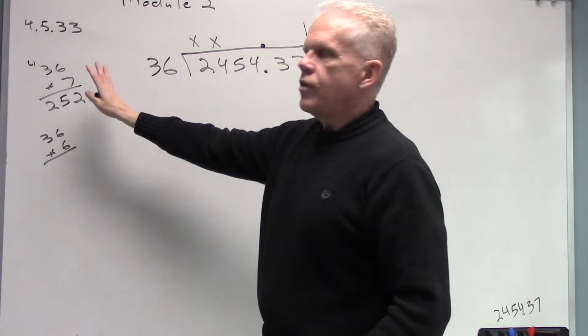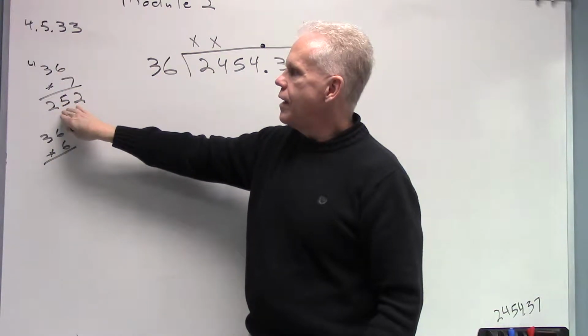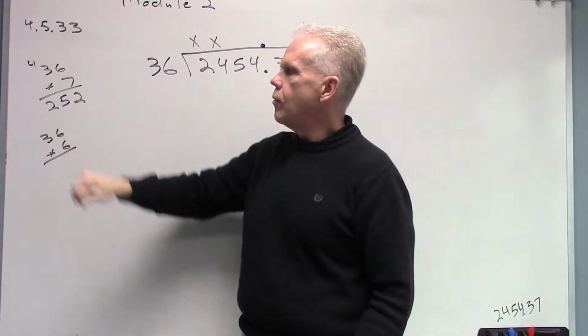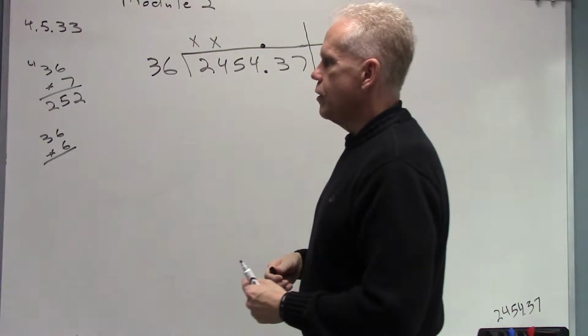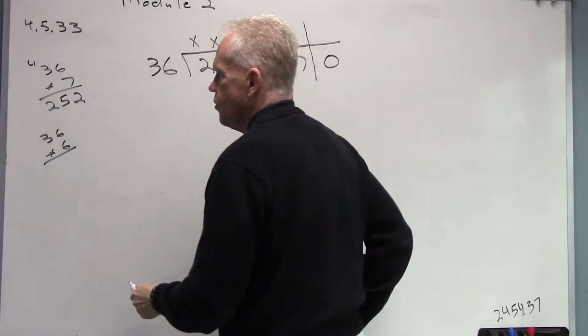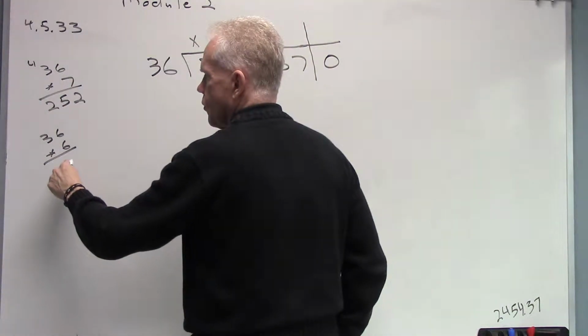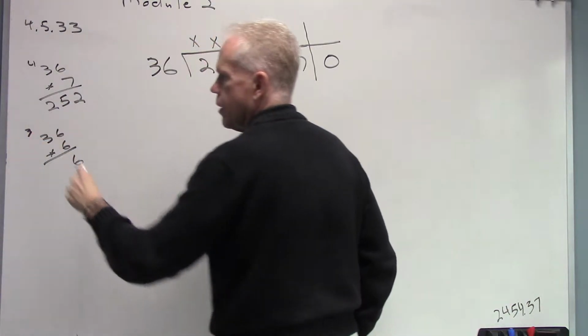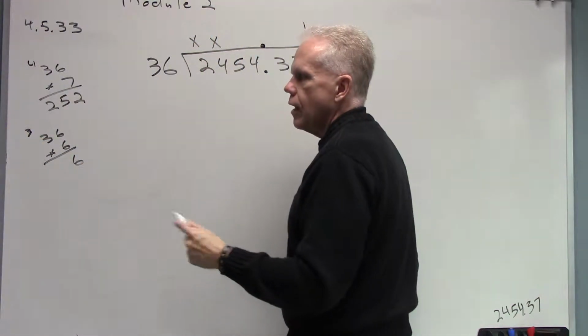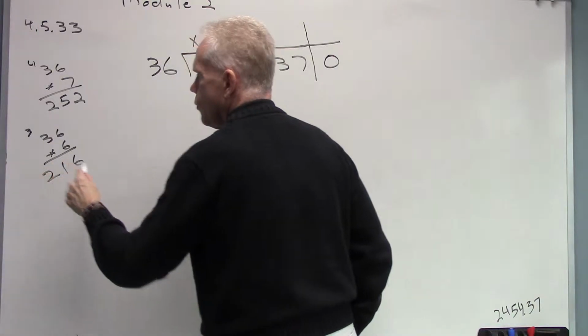Now, I don't want to erase this over here because I might need this later. This will give me a good reference point for later work if I want to do it. But now let's go ahead and do 36 times 6. 6 times 6 is 36. Put down the 6, carry the 3. 6 times 3, 18. 18 plus 3 is 21, 216.